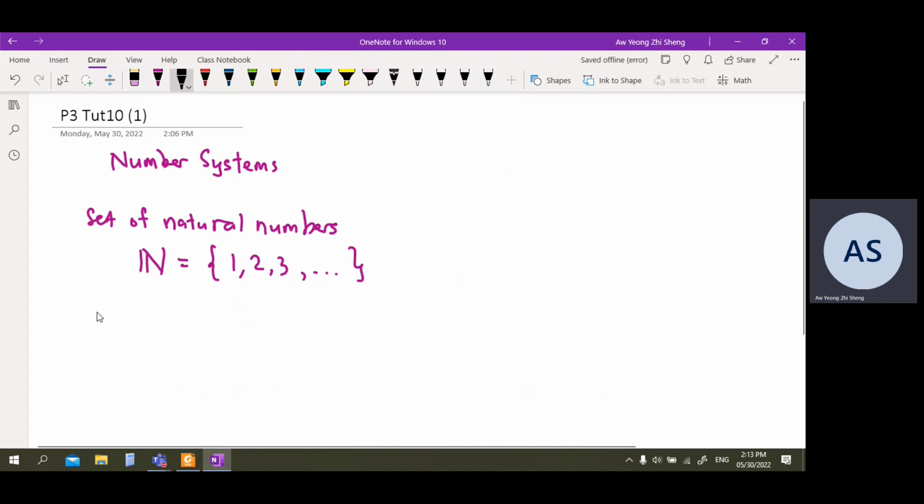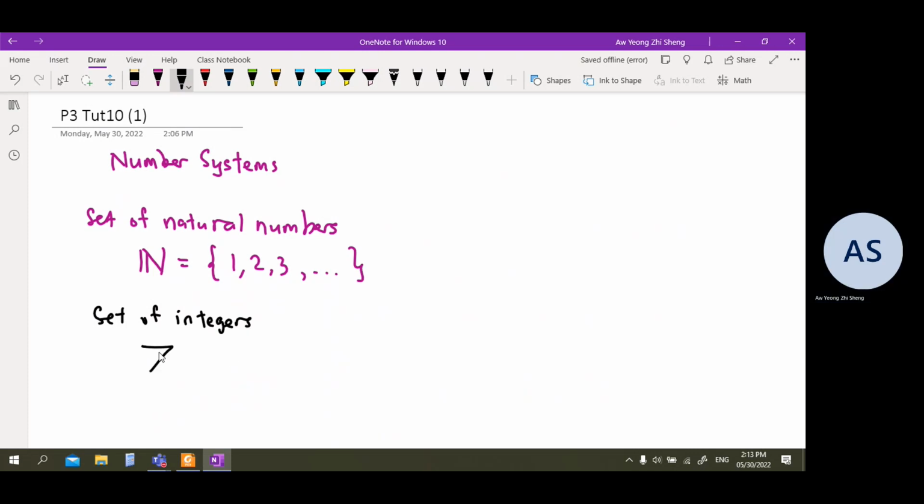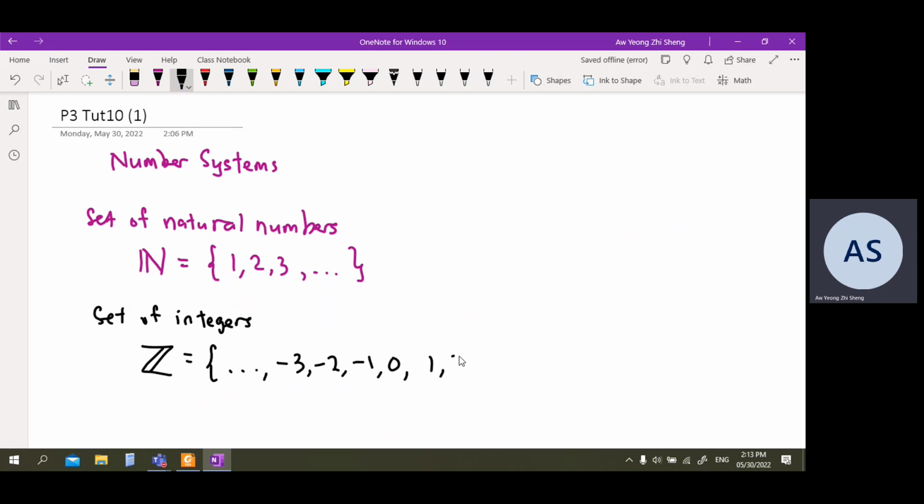And then you were also introduced to the set of integers. The set of all integers. The symbol is the capital letter Z with a double slanted line, and this set of integers would include negative integers, 0, and also positive integers. So the way we usually write this is we write 3 dots followed by -3, -2, -1, 0, 1, 2, 3, and 3 dots at the back. So this is again an infinite set containing an infinite number of elements.